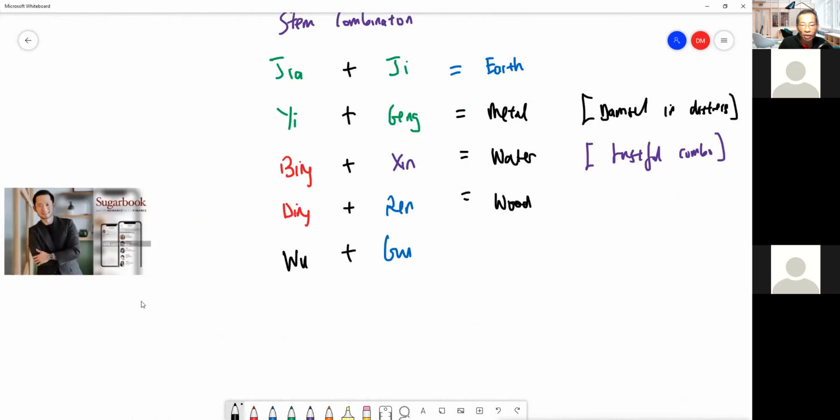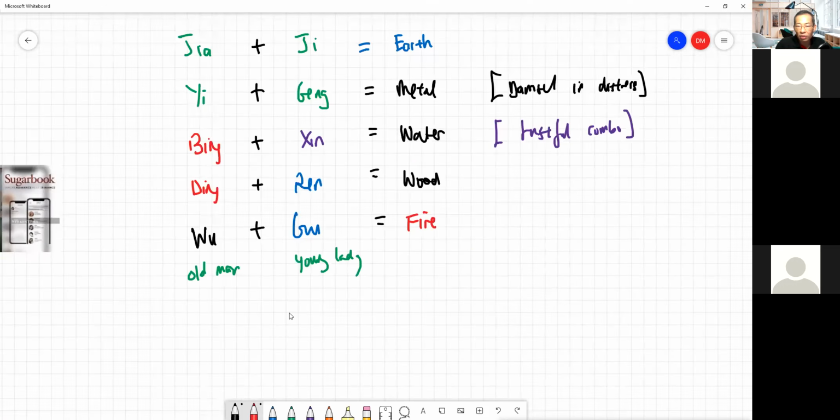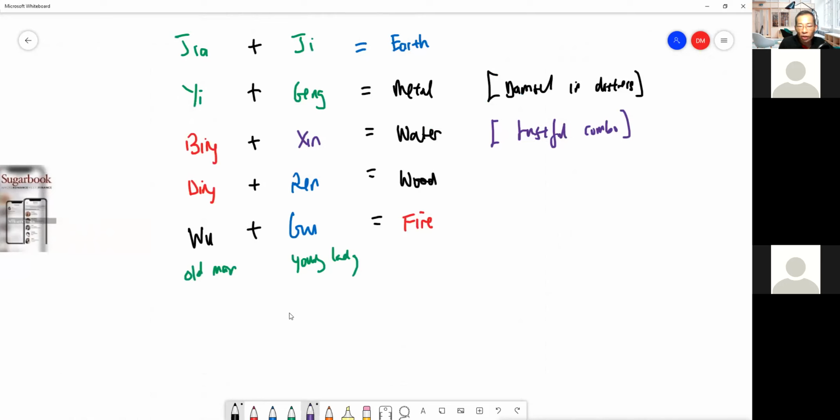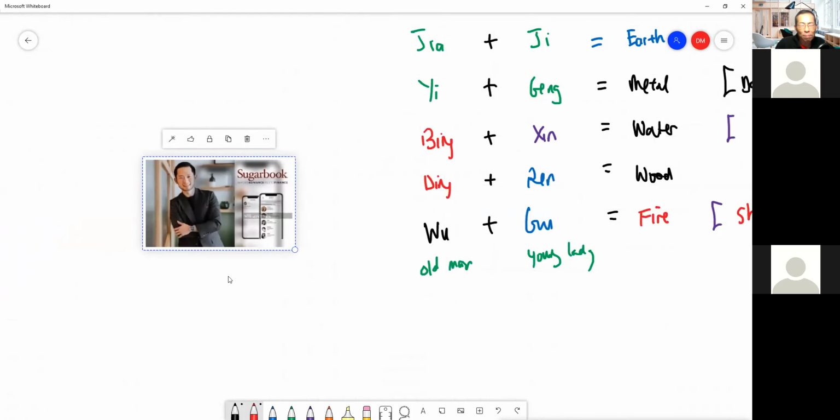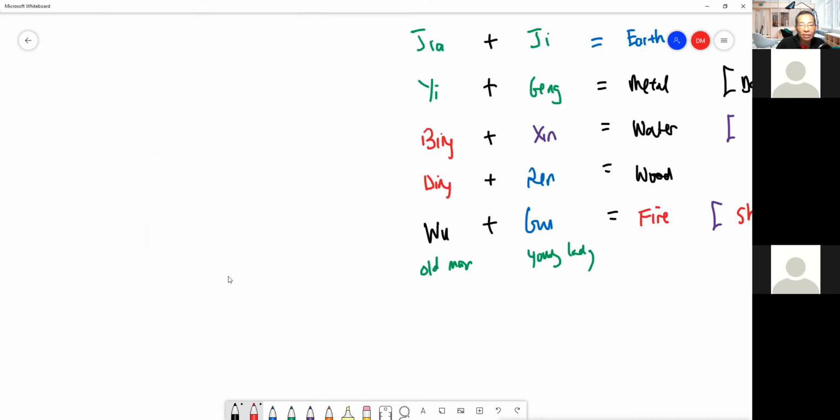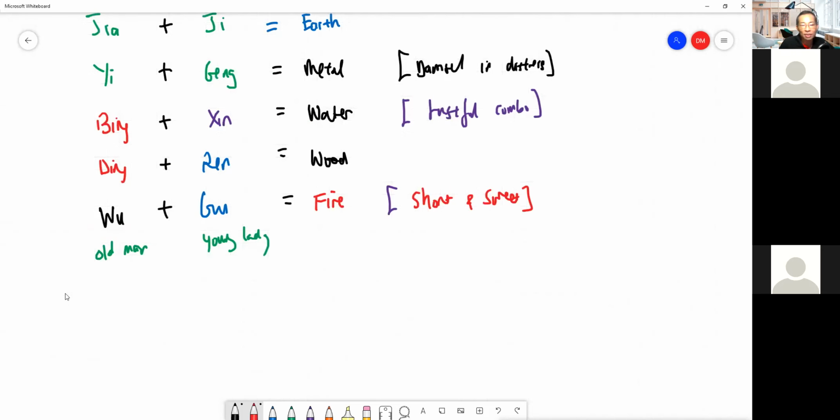A sugar book is a Wu and Kueh combination, because Wu is the old man and Kueh is the young lady. Therefore, this kind of combination is never permanent, and it sparks passion, fire. So in a way, one can consider that the Wu and Kueh combination is what we call short and sweet, like the sugar book. It's a partnership, a coming together that was never meant to last long. It was a young girl and an old man. That would be the Wu, the mountain, and the Kueh.